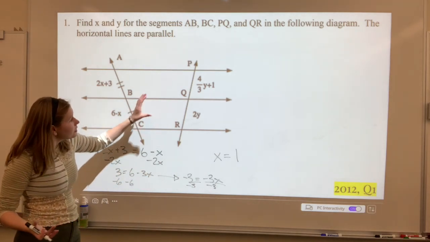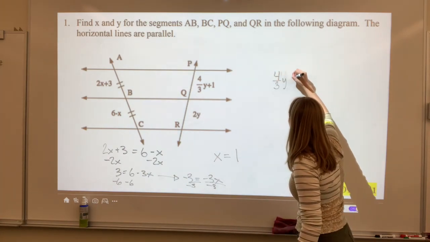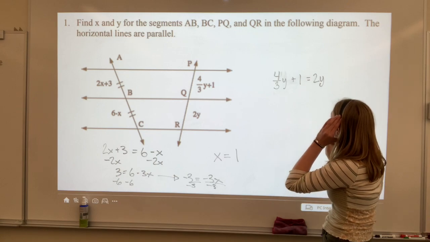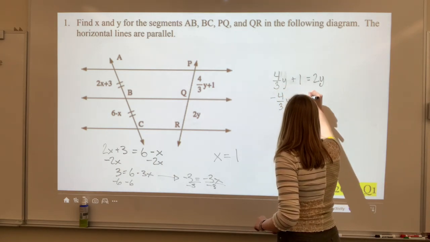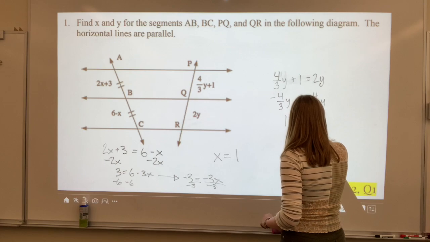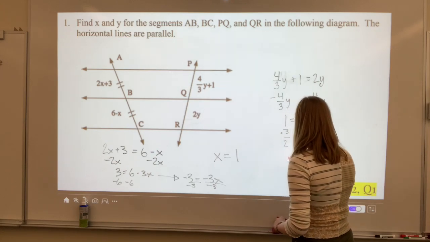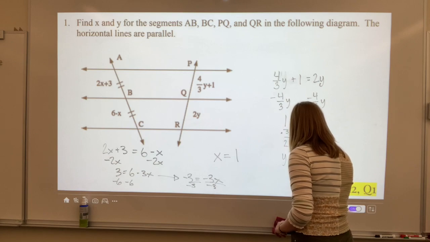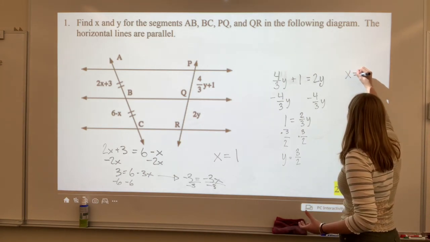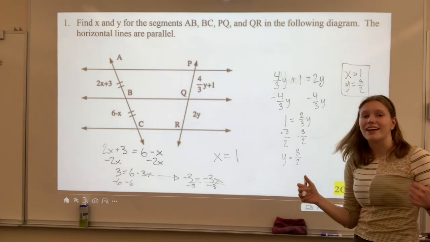That was pretty simple. And all we have to do is do the same thing on the other side with y. On this side, 4/3 y plus 1 is equal to 2y. So I'm going to subtract 4/3 y from both sides. So we're left with 1 is equal to 2/3 y. Multiply both sides by the reciprocal, 3/2. We have y is equal to 3/2. And it's just asking for x and y. So our answer is going to be x is equal to 1 and y is equal to 3/2. Great, and that's our answer.